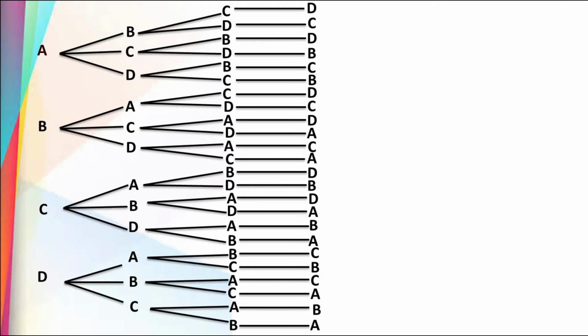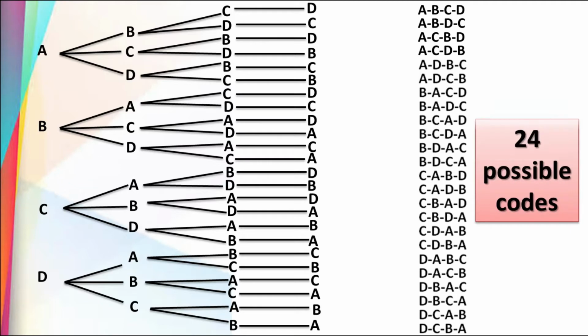Following the diagram, we can now list down the possible codes. First is ABCD. Another code is ABDC, ACBD, ACDB. Following this pattern, we can now have the following codes. Altogether, we have 24 possible codes.